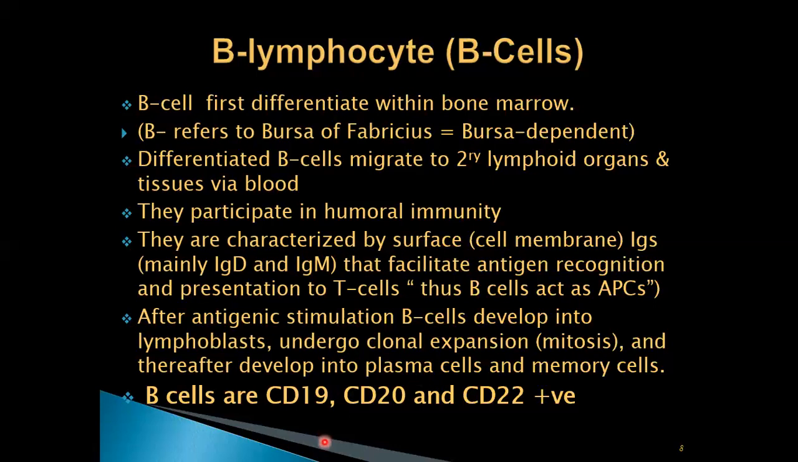And the B cells have sub-classification in their cell membrane. Some of them have CD19, CD20, and CD22 positive peptides present in their cell membrane.